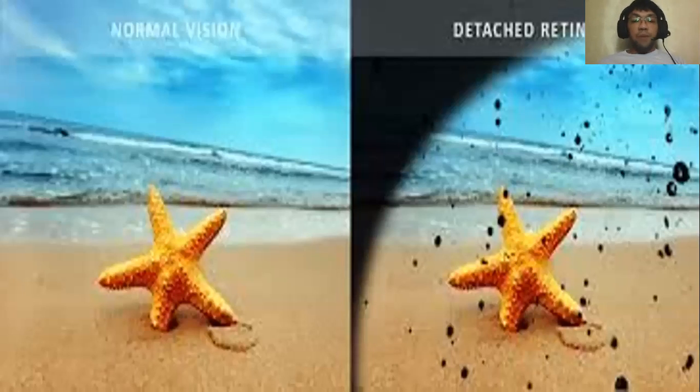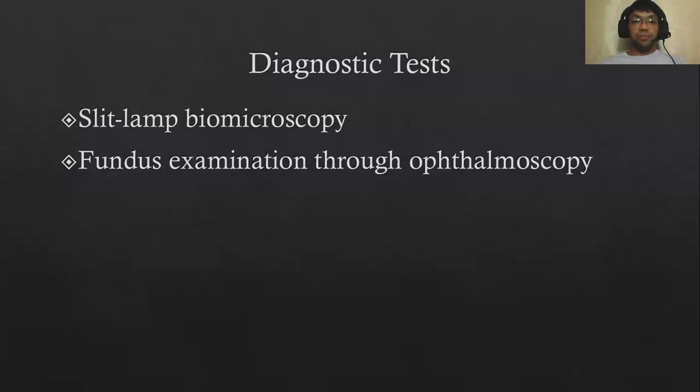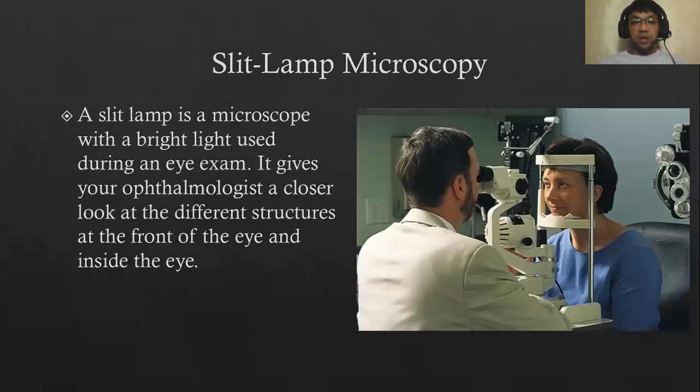So, aside from having a curtain of dark shadow appearing in their field of vision, floaters such as this might appear as well. So, diagnostic tests, either slit lamp microscopy or fundus examination through ophthalmoscopy, are going to be done. So, this is the slit lamp microscopy.